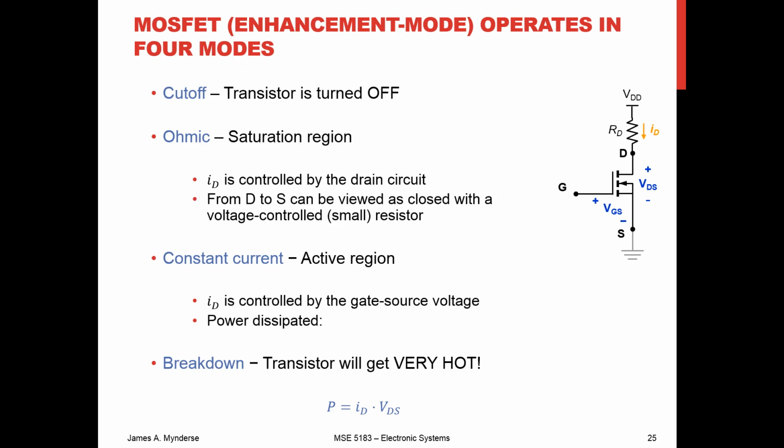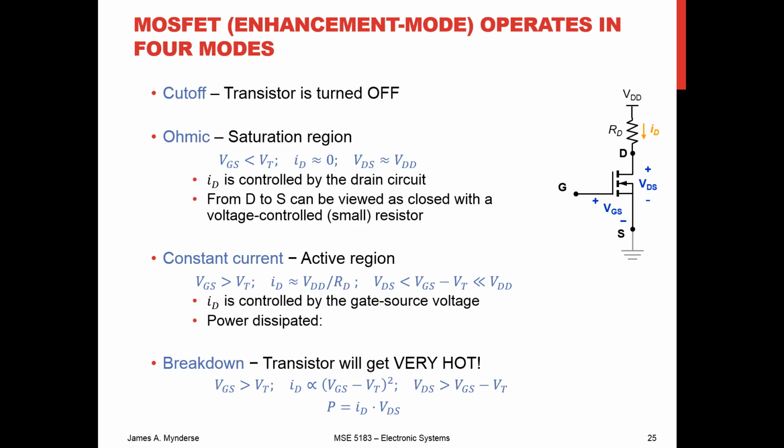So just like the BJT, we've got different modes. We've got the cutoff mode where nothing is happening. We've got the saturation mode, or ohmic mode, where it's acting like a closed switch with that little resistor. And we've got the constant current or active region where we're allowing the current flow to be governed by the voltage that we apply.